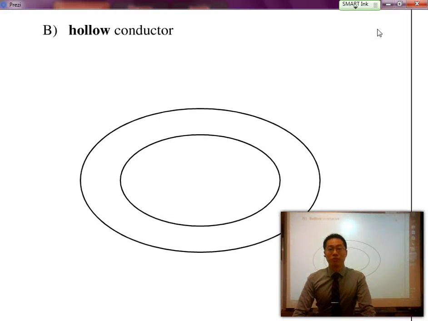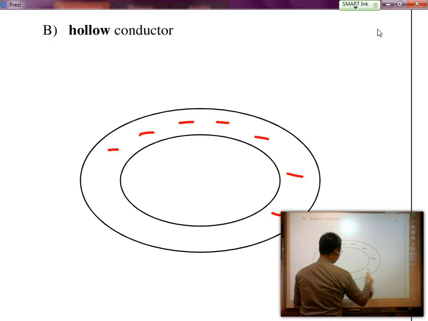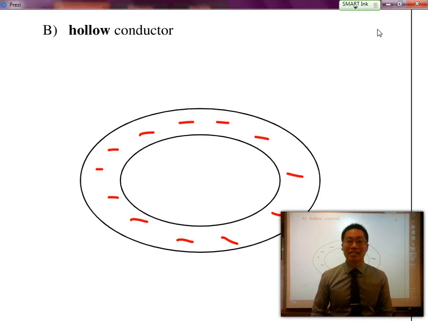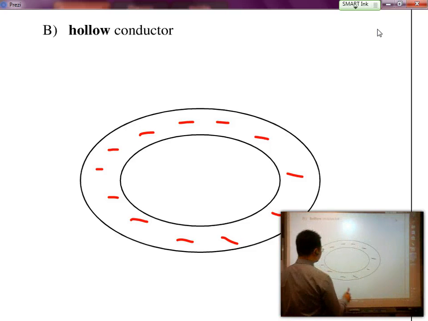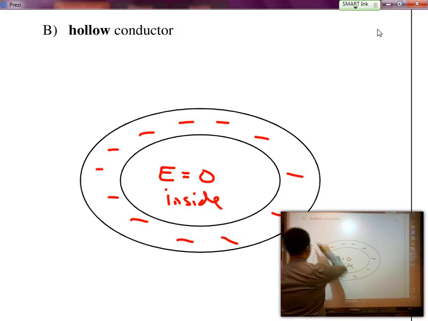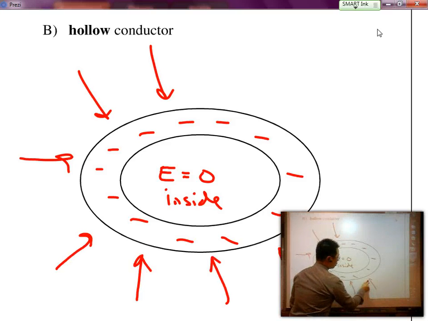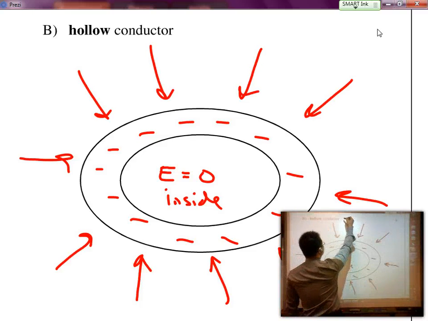But the next example I want to show you is about the hollow conductor. When you charge up a hollow conductor, let's say we just fill it up with lots of electrons, what's special about the hollow conductor is that at any given point inside it, those electric field lines are going to cancel out, which means that the total electric field inside is 0. However, on the outside, we are still going to see our electric field lines going into the negative charge.